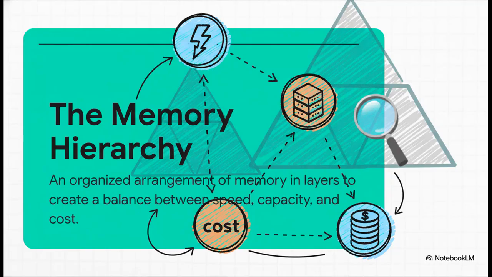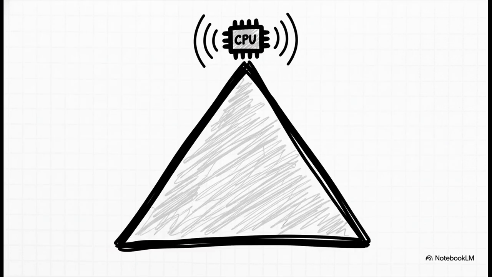Okay, so what is it officially? The memory hierarchy is basically this organized arrangement of different kinds of memory in a computer. The keywords there are organized and layered. This isn't just a random pile of chips. It's a very deliberate structure. And its entire purpose is to strike a perfect balance between those three things we just talked about: speed, capacity, and cost.